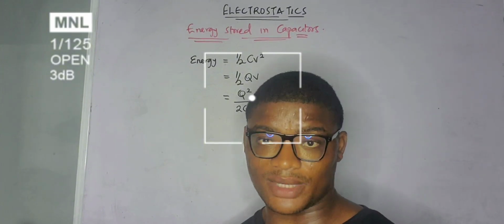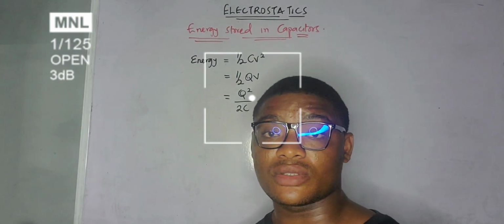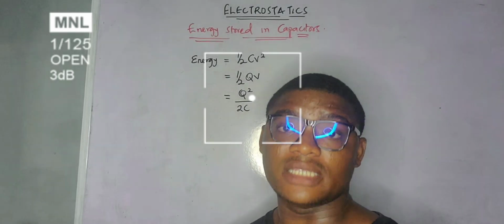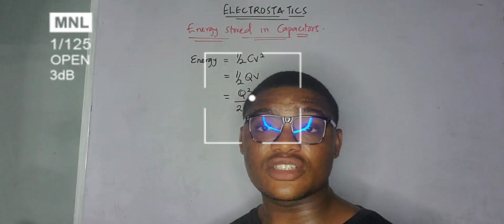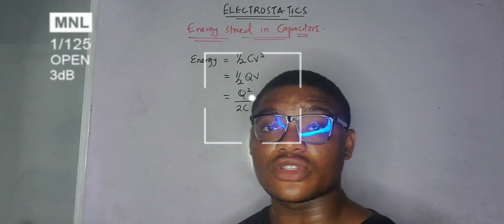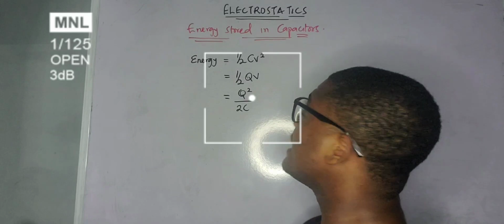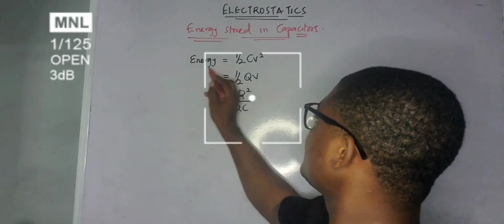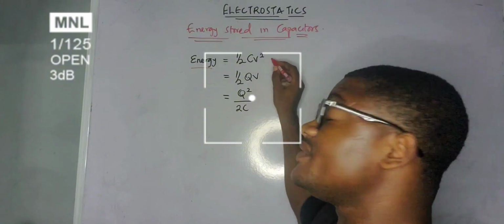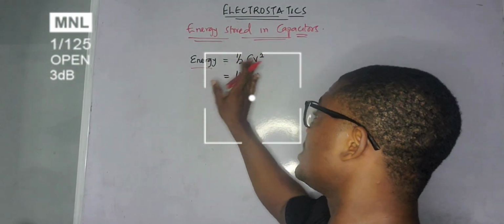Now let's talk about the last part, which is energy stored in a capacitor. Energy stored in a capacitor is also the work done in charging a capacitor. You can put it that way. So the energy stored in a capacitor is equal to the work done in charging the capacitor. The formula for energy stored in a capacitor is energy equal to 1 over 2 CV squared. This is the formula for energy stored in a capacitor.